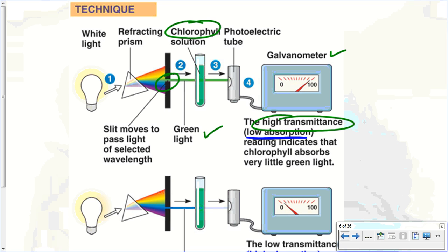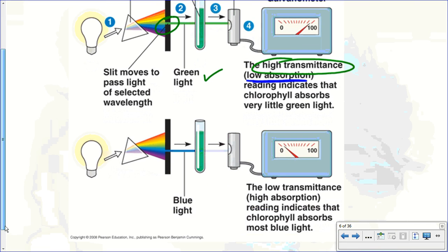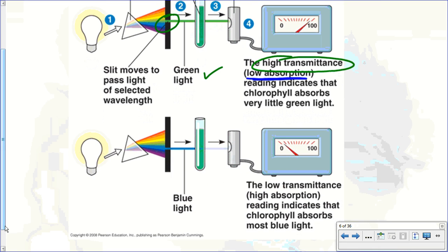If we take a look at the picture at the bottom, the only difference is that now they shifted the slit a little bit, and what they're allowing is the blue light to pass through. As the blue light passes through the slit and interacts with the chlorophyll pigment, we can see that it is not being transmitted through. It's not being reflected. So what happened to it? Well, it's being absorbed. So we have a high absorption of the blue light.